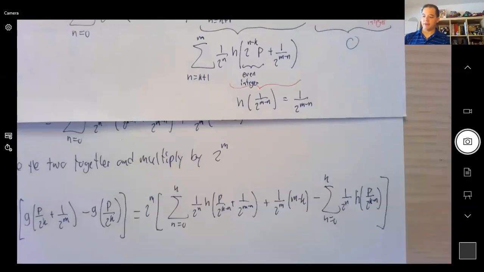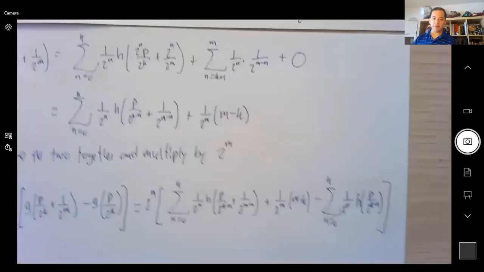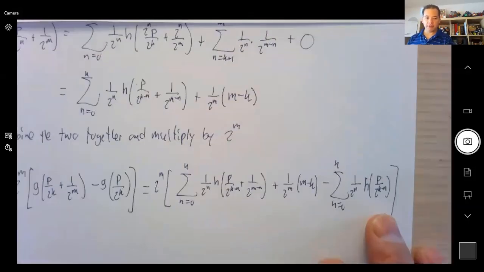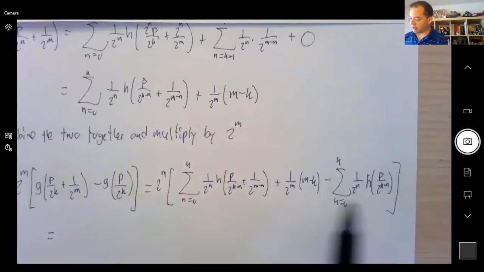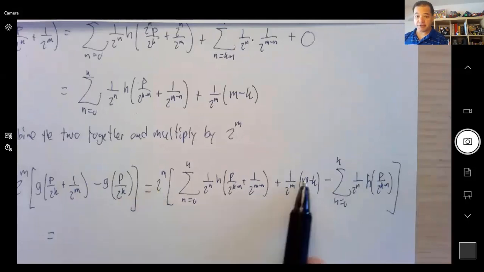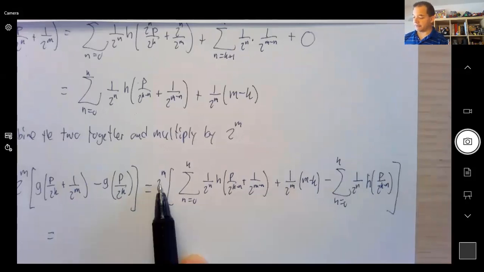All right. Perfect. So this is where we are. We're almost done with this part. And like I said, it's a lot of little calculations, but okay. So now the middle one, we simplify, right? This 2 to the m cancels this 1 over 2 to the m. So it will be m minus k.